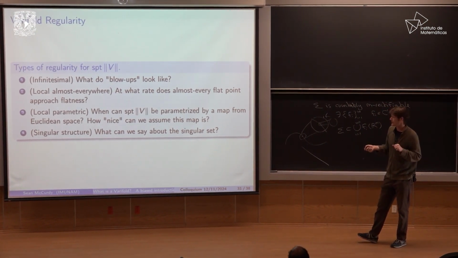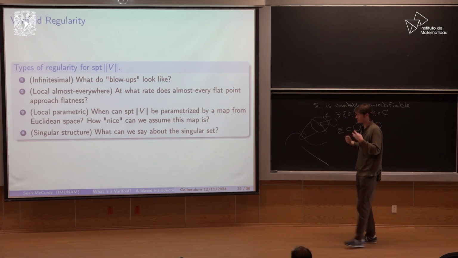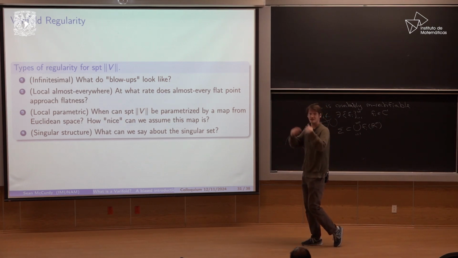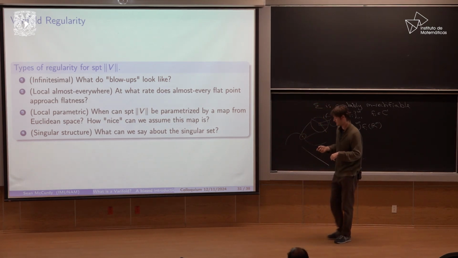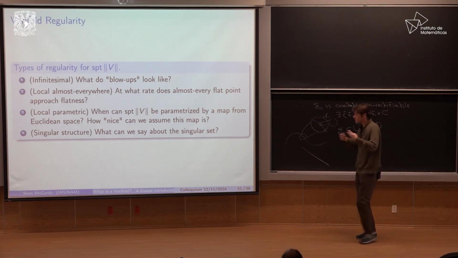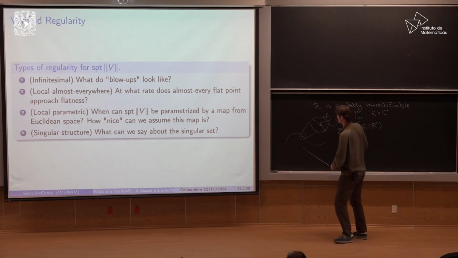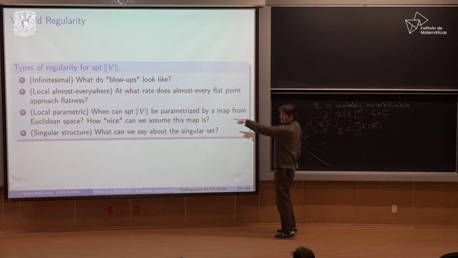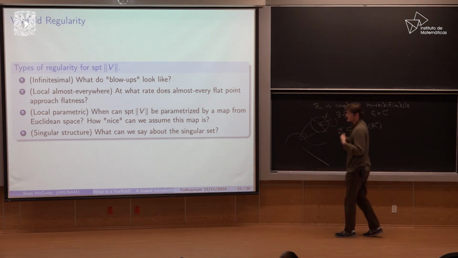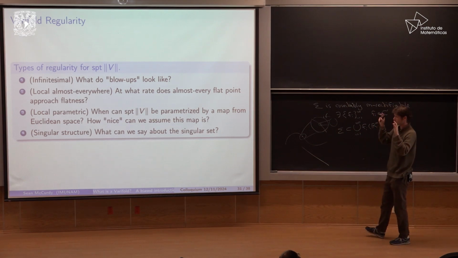In the time that I have remaining, I'm going to focus on this local parametric perspective, which is to say, when can the support be parametrized by some nice map from Euclidean space? And how nice can we assume that map is? But there are other questions in regularity that have to do with the singular structure, which is to say, what can we say about the set where maybe we have these Y singularities, or there are other types of singularities? Is that set nice in some sense?